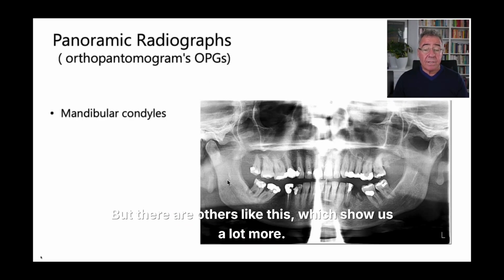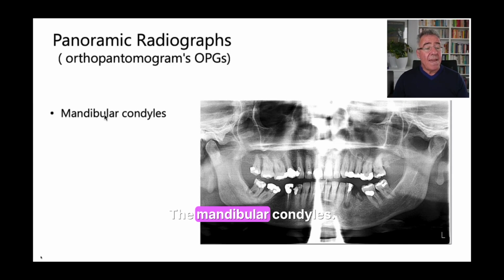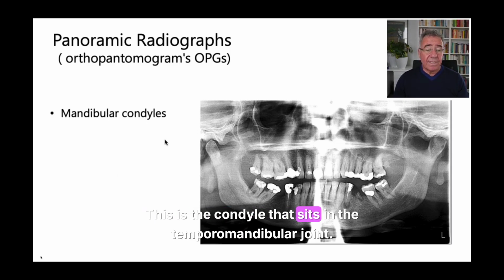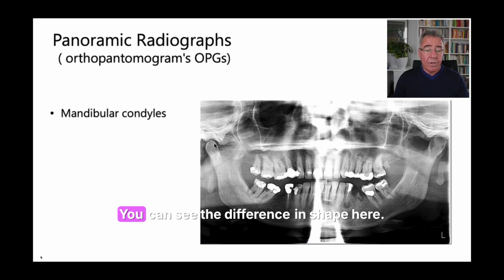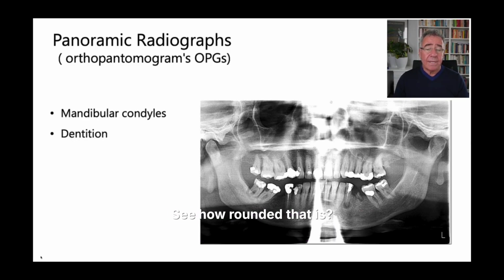But there are others, like this, which show us a lot more. We can see so much. The mandibular condyles. This is the mandible. This is the condyle that sits in the temporomandibular joint. You can see the difference in shape here. See how rounded that is? See how flat that is? So that's important. We can look at the teeth.